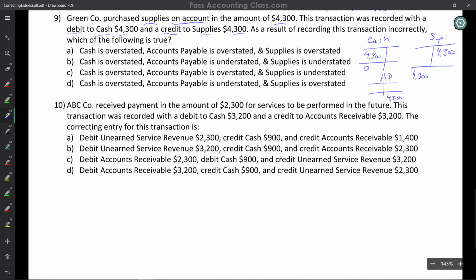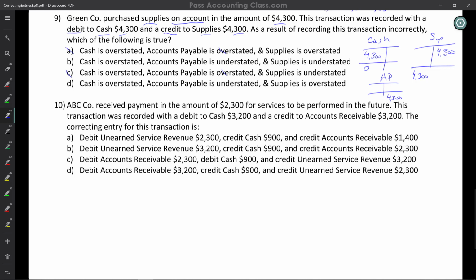I know that because accounts payable is a liability. When we increase a liability, we need to credit it. So they ask here, what is overstated or understated? And when we look at this, we know that our cash is overstated. And that's what they say in A, B, C, and D, so that doesn't really help us out. We know that our accounts payable here is actually understated. So we know that it's not going to be A, we know that it's not going to be C, so it's got to be B or D because our accounts payable is understated.